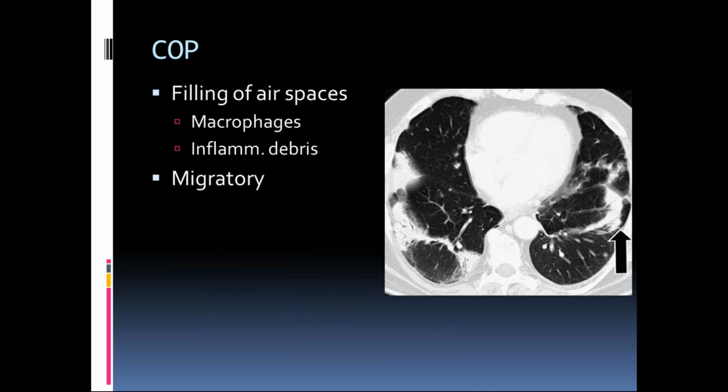Now, the reason why they actually get these consolidations is not because it's infectious material, because that's been knocked out by the antibiotic. It's actually a filling of the air spaces by these macrophages and the inflammatory debris. So they cause the same thing because they're causing collapse. They're filling things up, just like pus and other infectious debris is going to do. But it actually can migrate, so you can see it a little bit differently in subsequent chest x-rays. So there can be a migratory appearance to it.